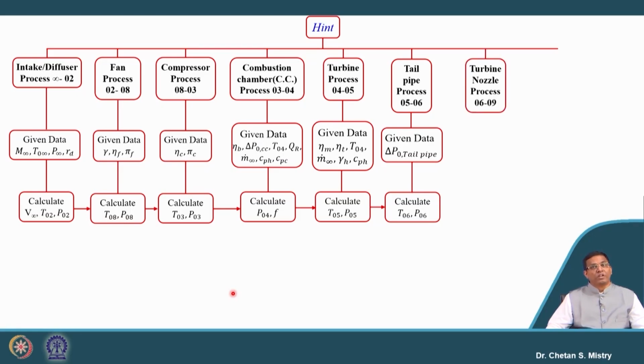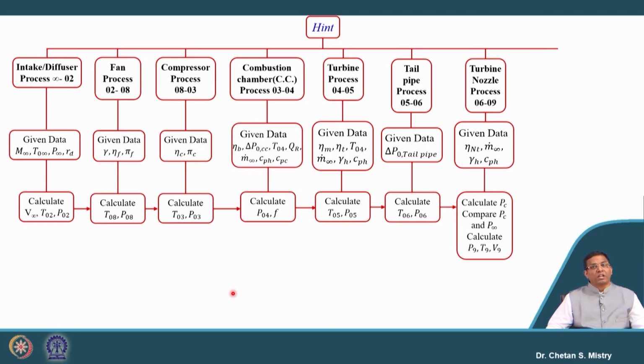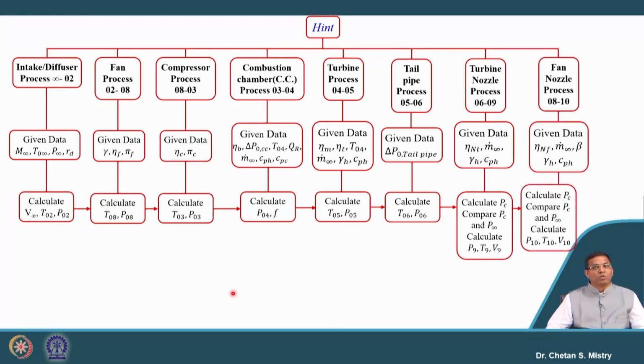Then we have our turbine nozzle. For that turbine nozzle we will be doing the calculation called the critical pressure. Then we will be comparing that critical pressure with the atmospheric pressure. Based on that we will be calculating what will be the static temperature and what will be my exit velocity. Similarly, for the fan also we can do the similar calculation, and we will be calculating what will be the exit velocity from the fan nozzle.